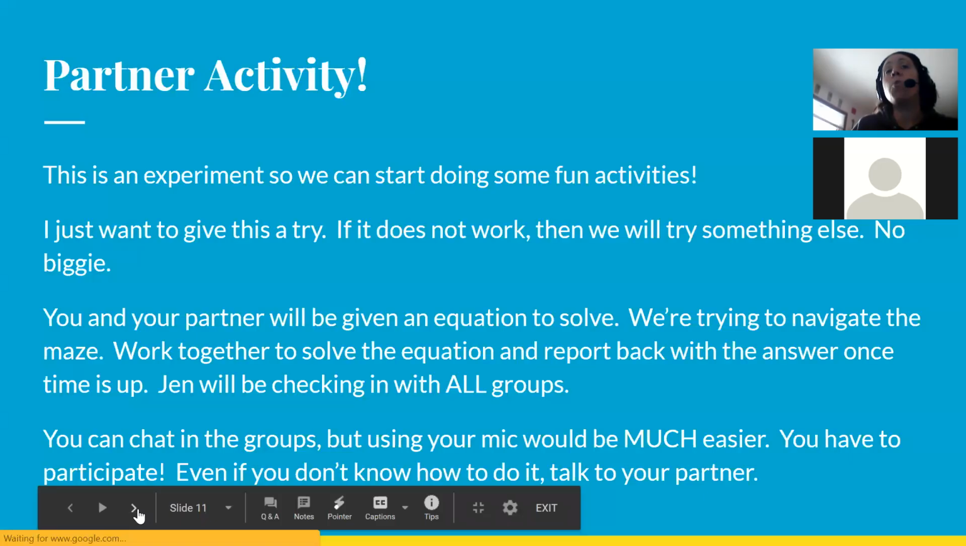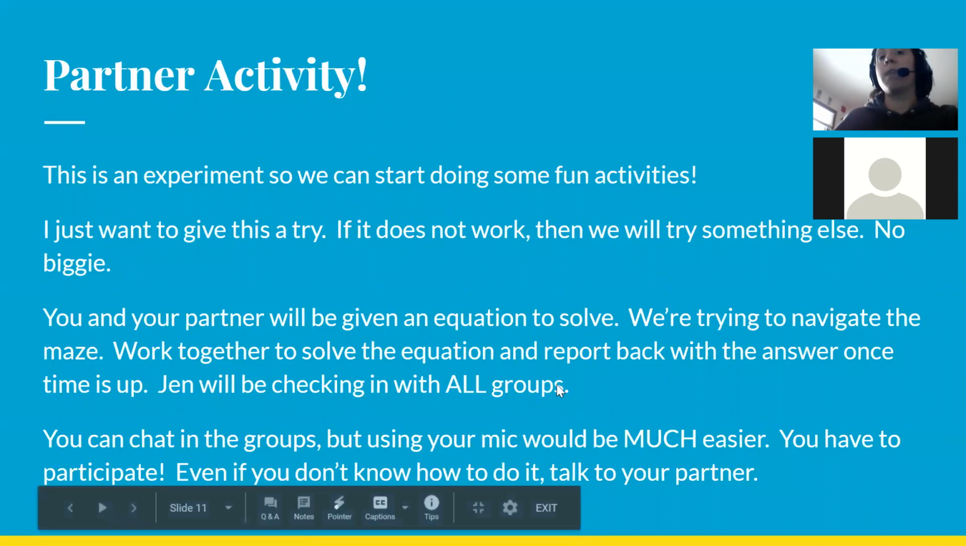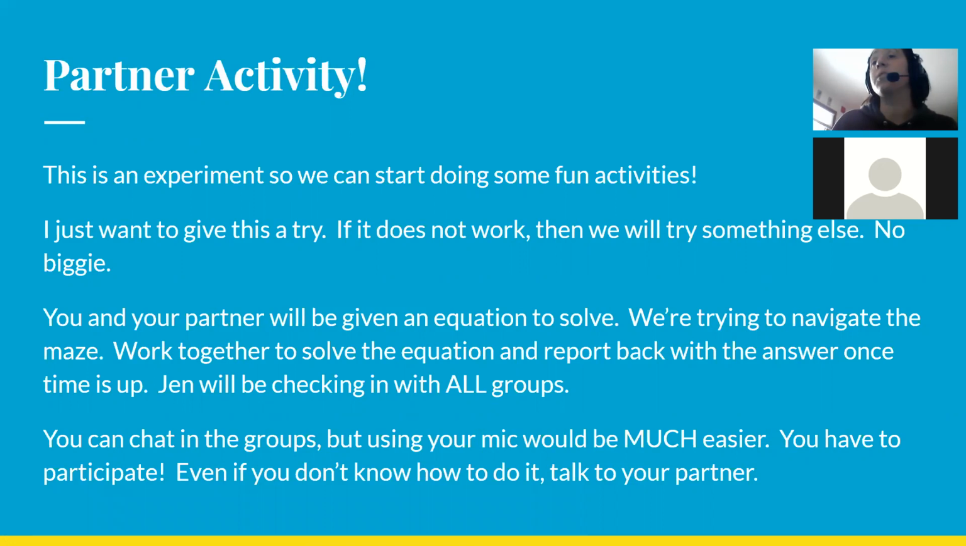So what I want to do is I just want to try it. I know we're right at the time to go. So maybe for this experiment, since it's right at the time to go, we'll just get in partners and say something and experience being with a partner. And then next week we'll actually do the partner work, just since we're right at time here. But I just want to show you, this is an experiment so we can start doing some fun activities. I just want to give it a try. If it doesn't work, it's no big deal. We'll try something else.